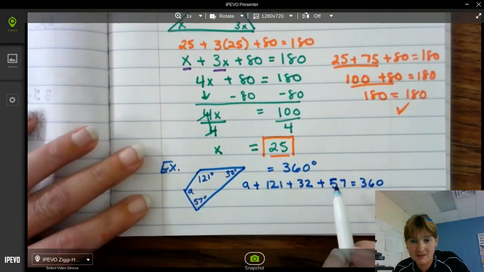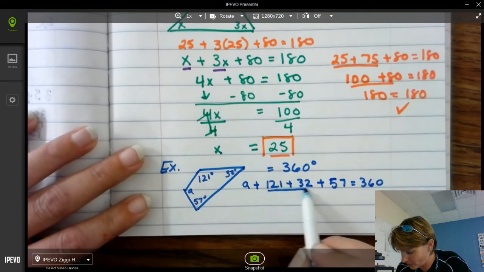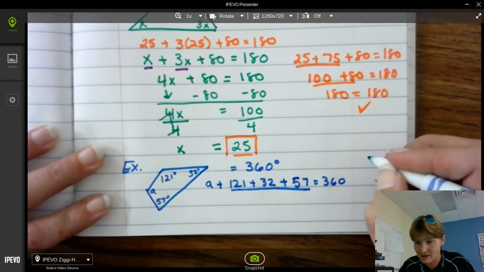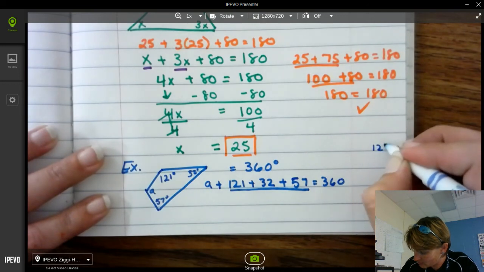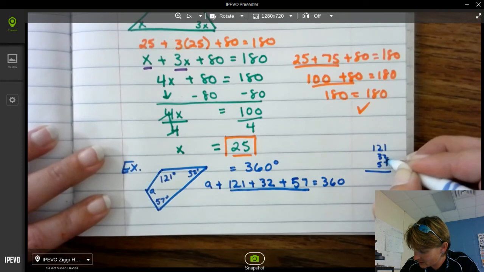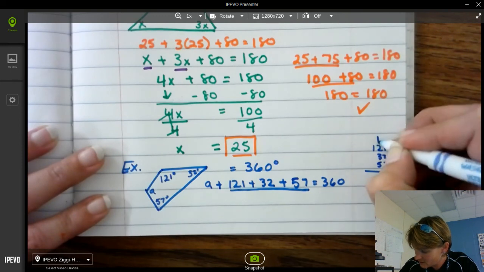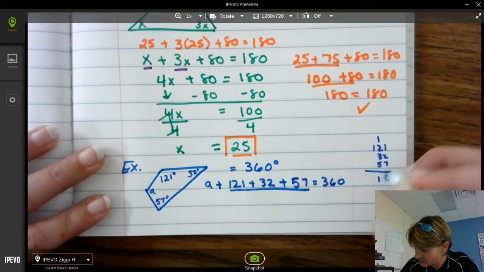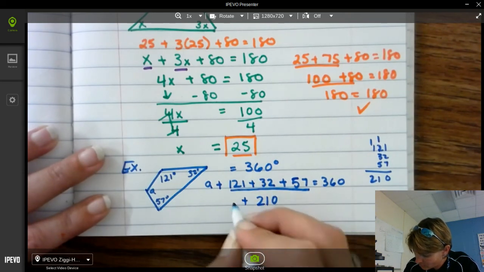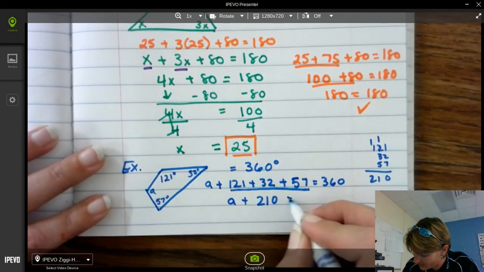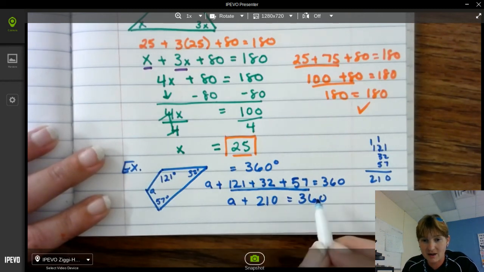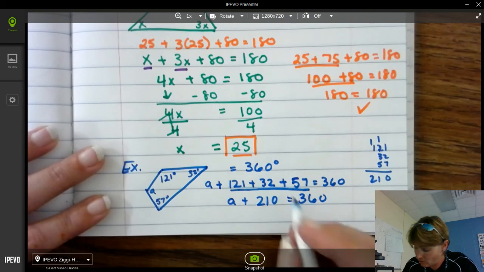The best thing to do is to add up all 3 of your numbers that you already have. I'm going to come over here off to the side and do that. 121, 32, 57: 7, 8, 9, 10, 8, 9, 10, 11, 210, plus the A, because remember it's still there, equals 360. To solve for A, this has now become basically a one-step equation.